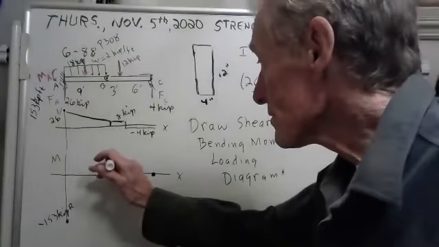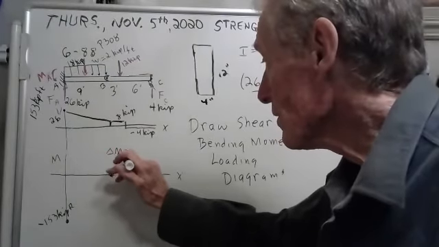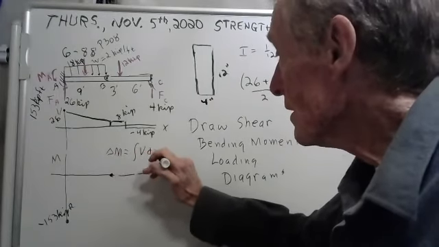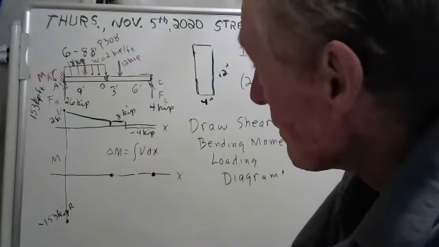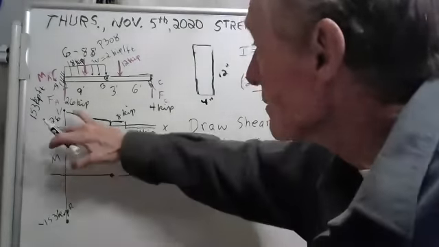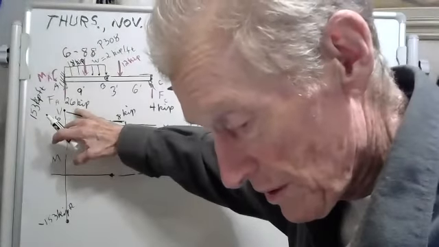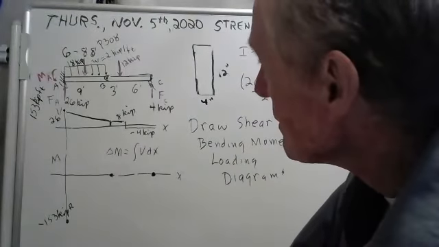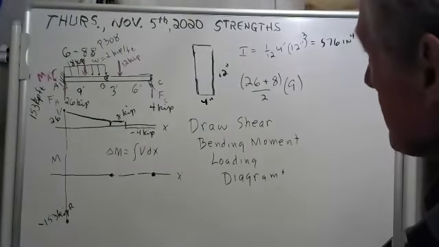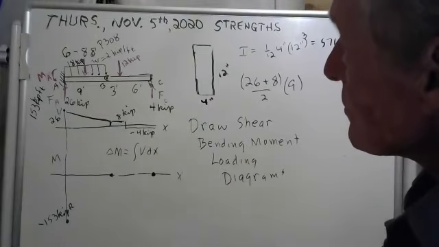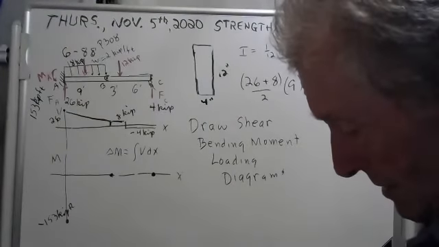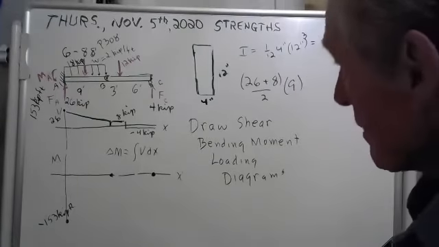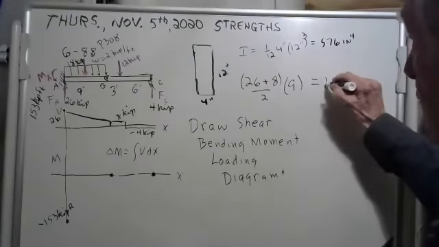See, what I'm trying to tell you is that the change in your bending moment should equal the integral of your shear force. And I just took the area. And this is 26 kips, isn't it? Yeah, that's right. 26 plus 8 divided by 2 times 9. No. I'm getting 153 this time.